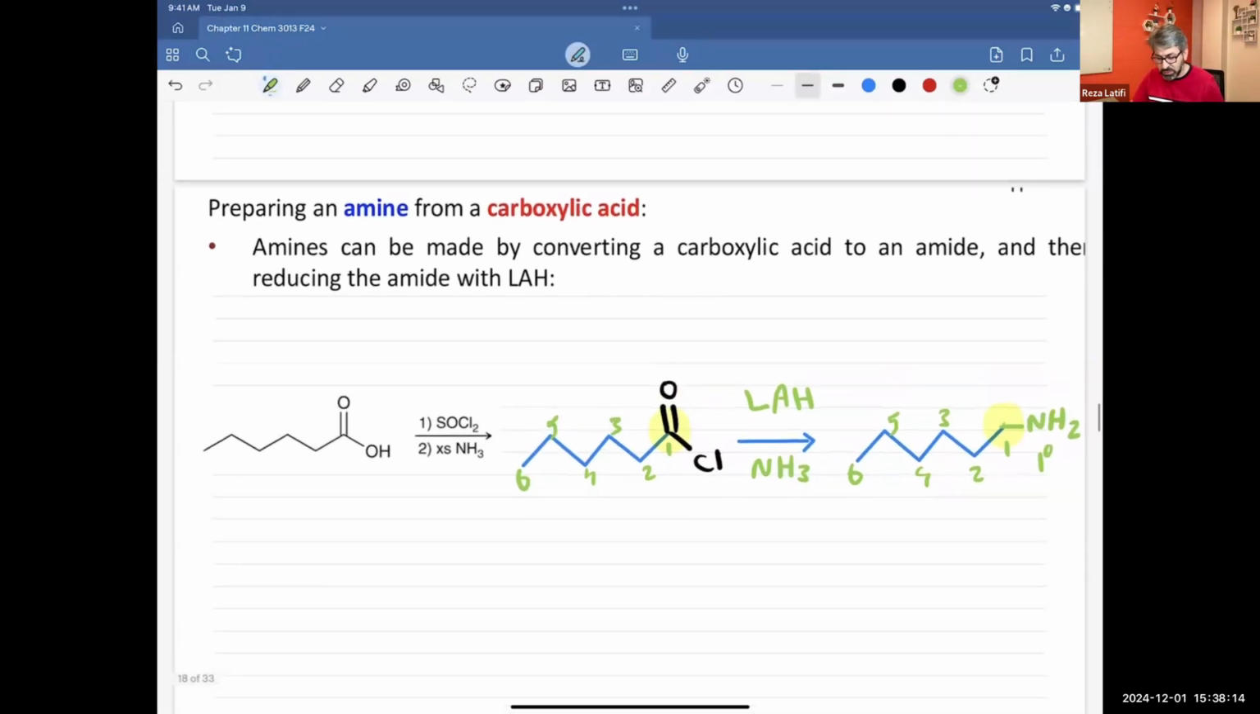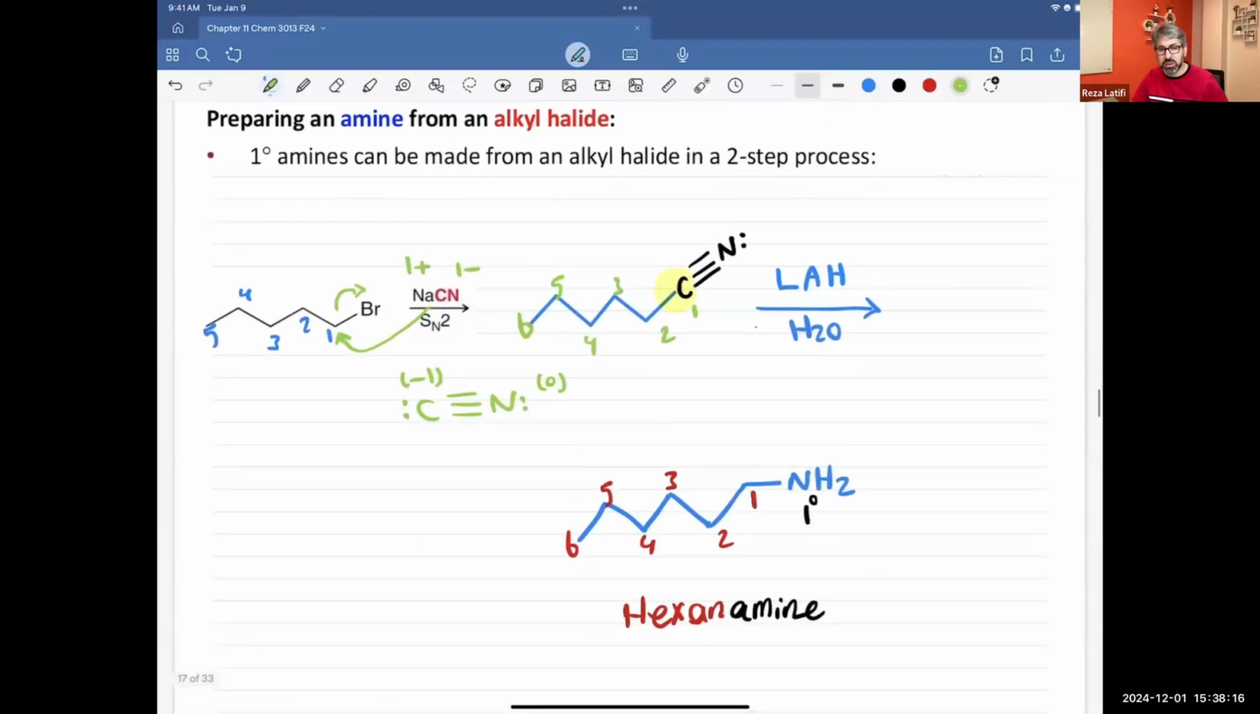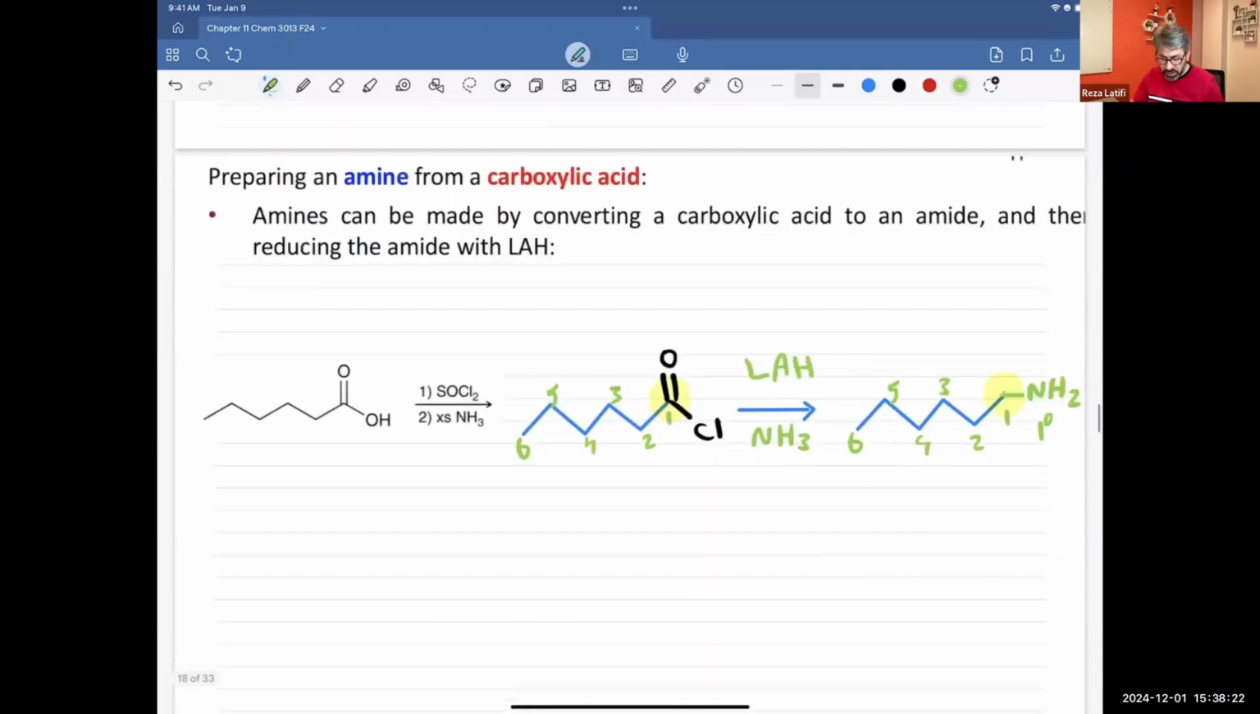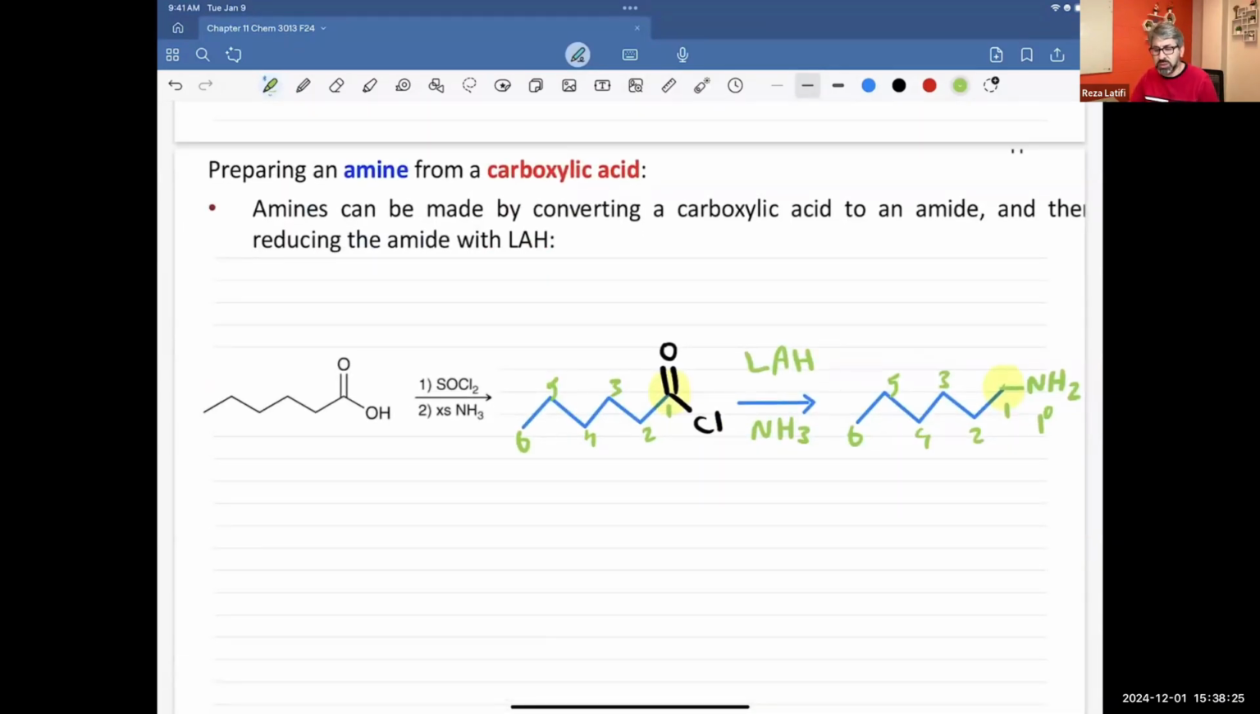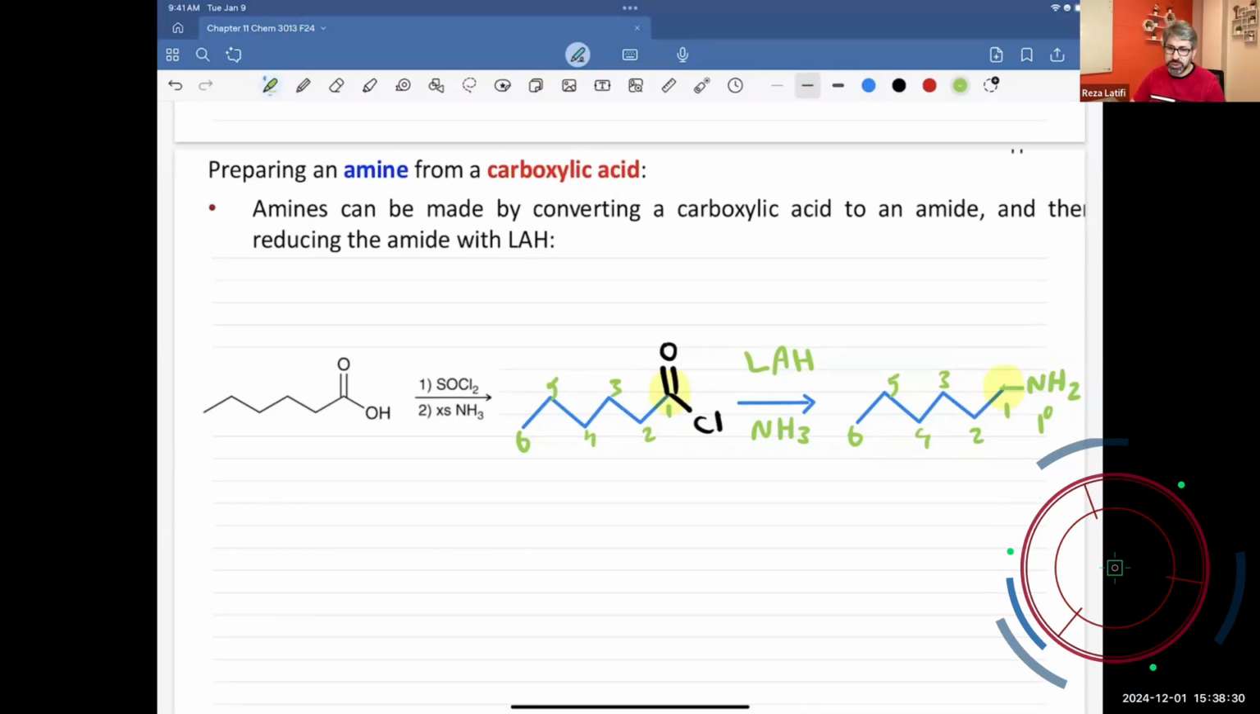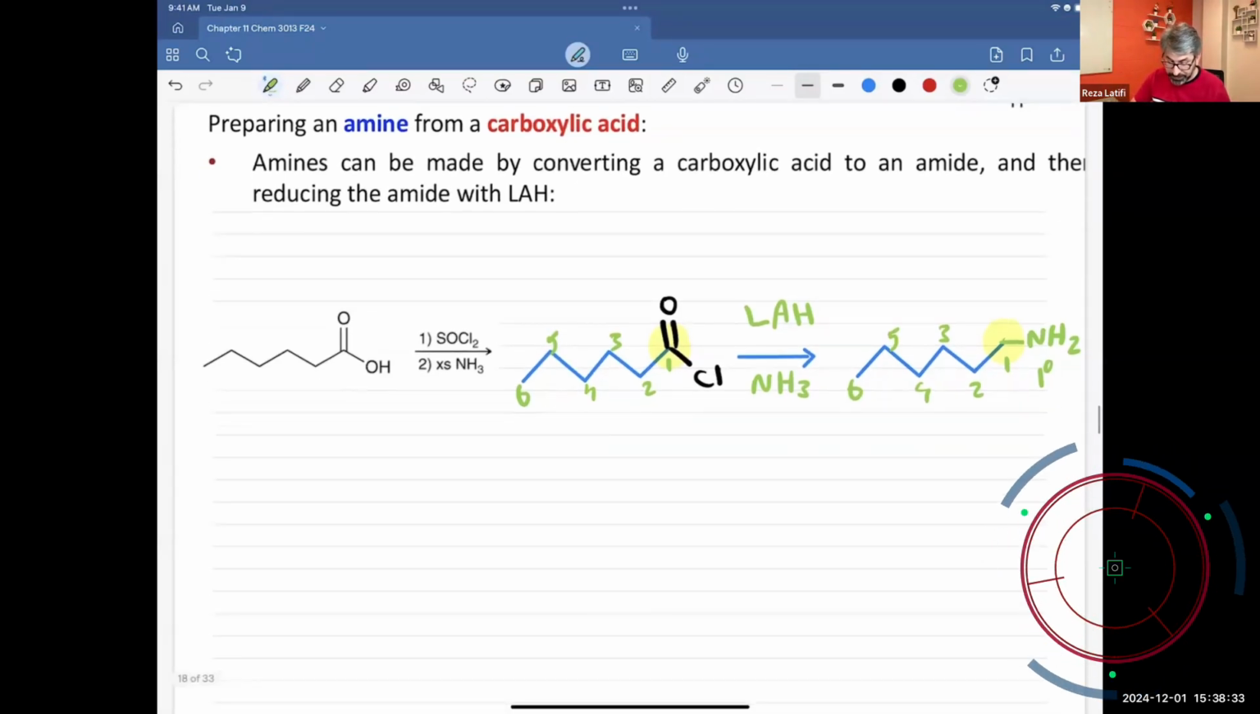But the difference between this method and the previous method is that the cyanide is adding 1 carbon to the starting compound, and this one is not adding any new carbon. So whatever you start with, you will get at the end, plus NH2 as a primary amine.